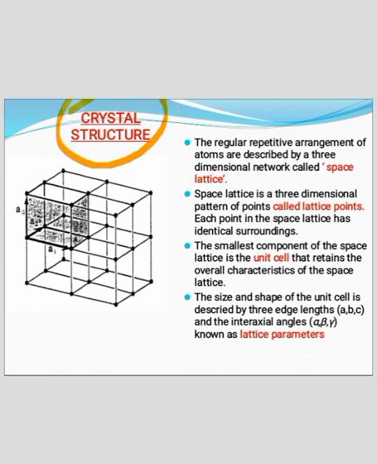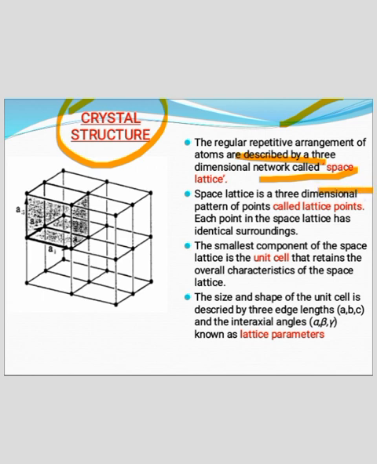Now you are seeing the crystal structure. In a crystal structure, the regular repetitive arrangement of atoms is described by a three-dimensional network called a space lattice. Space lattice means the regular arrangement of atoms described by a three-dimensional network.